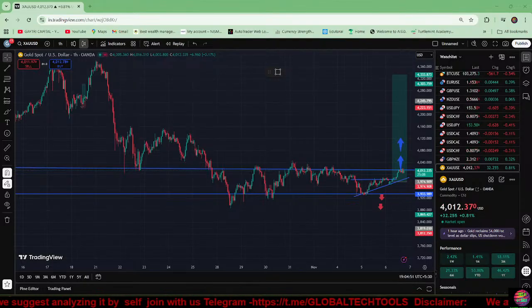So now that we understand that it is impossible to have a bullish market without a higher high and higher low, and it is impossible to have a bearish market without a lower low and lower high, let's just remove this, right? So we can focus on what matters, which is the trend.